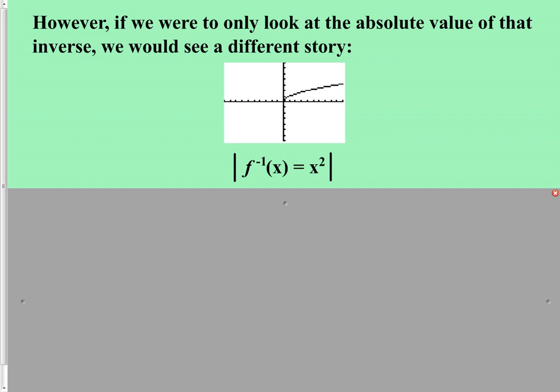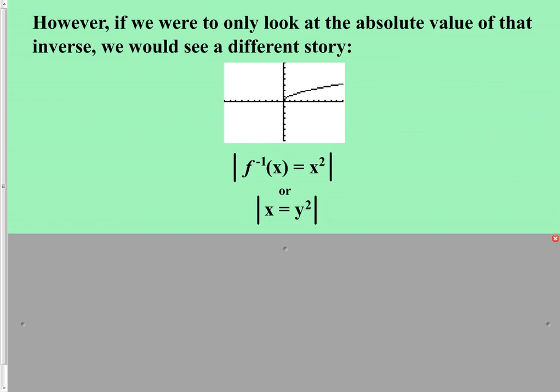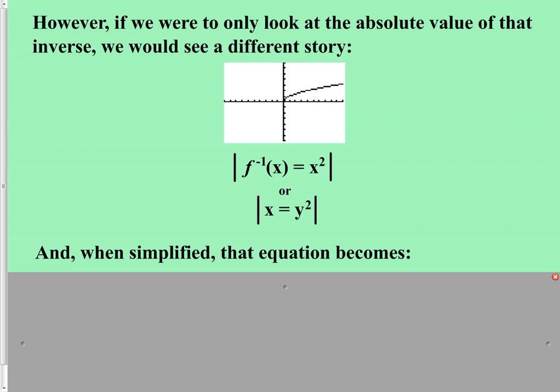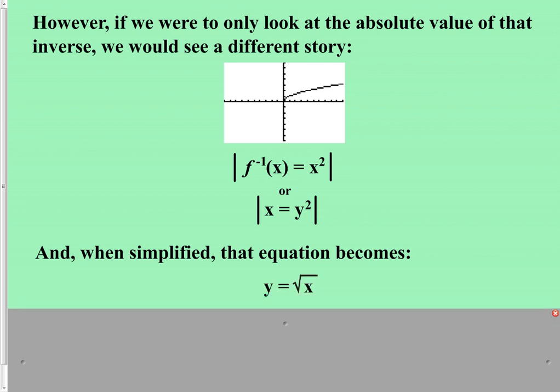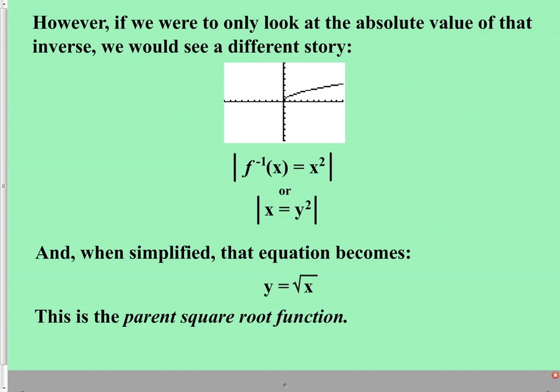That's basically the equation that we're talking about, taking the absolute value of the inverse. Or if you put it in horizontal parabola terms, it would look like the absolute value of x equals y squared. Saving you from doing a bunch of the boring math, when this is simplified, which is actually not as easy as it may sound, it ends up looking like this: y equals the square root of x. This is an equation we have seen before this year, and it's going to be the focus of everything that we're doing in this unit. That is the parent square root function. Press pause if you need more time. I'm about to move on.